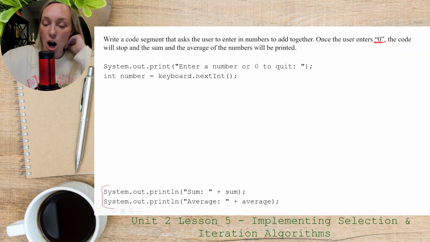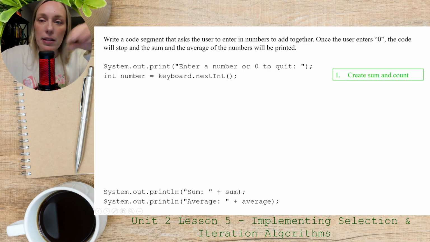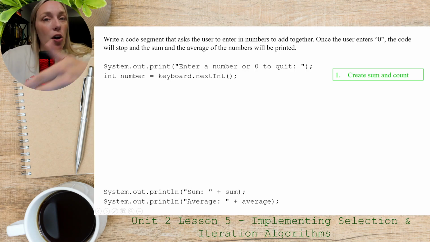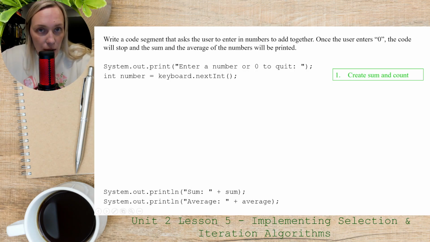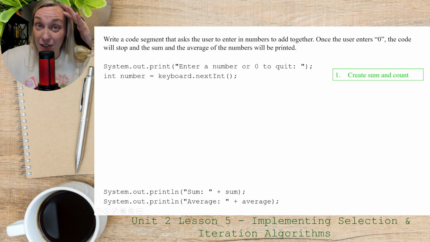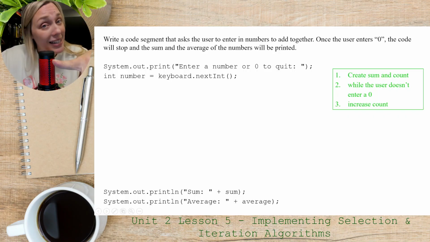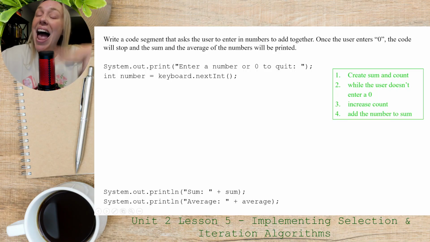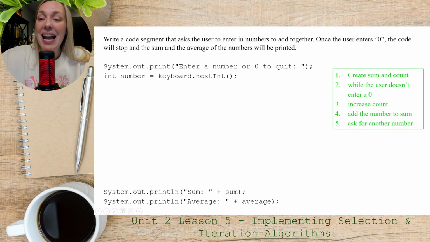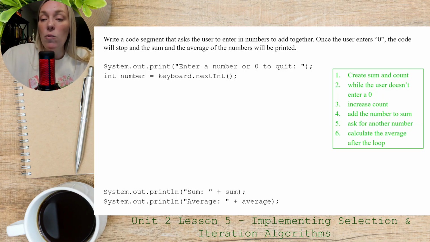and our average are. So here are, again, the steps to handle this instruction. I'm going to create a sum and a count variable, sum to keep track of the sum, but I also need to keep track of how many numbers were entered in order to compute my average. While the user doesn't enter a 0, we want to increase count by 1, we want to add number to the sum, and we want to ask for another number. Okay, so these are the 3 things we want to do.